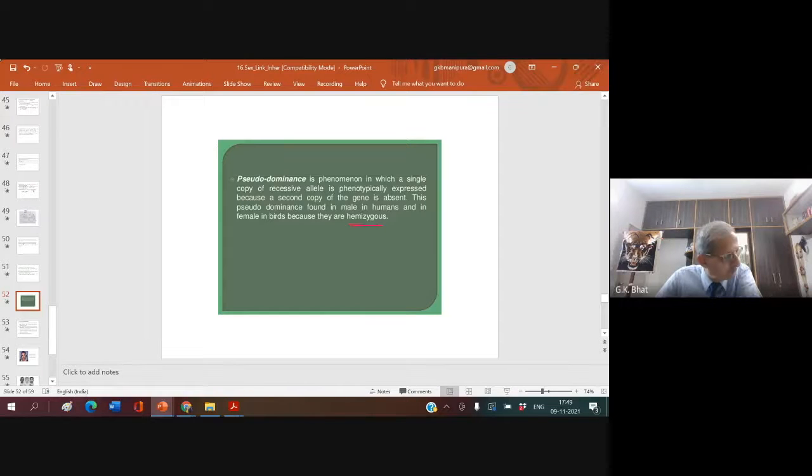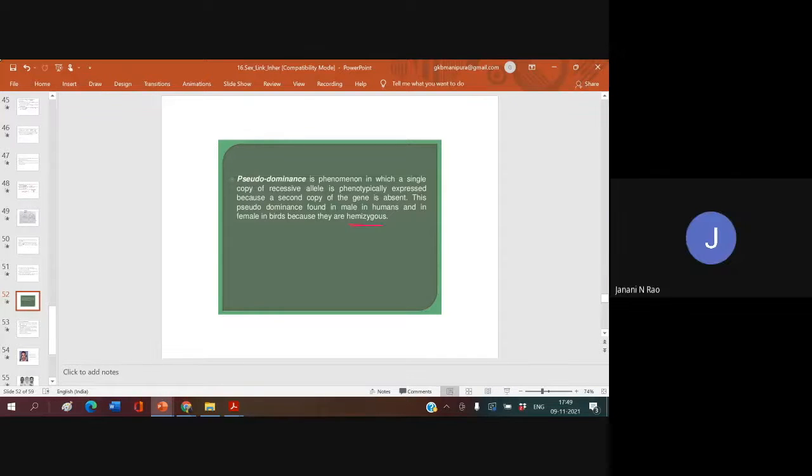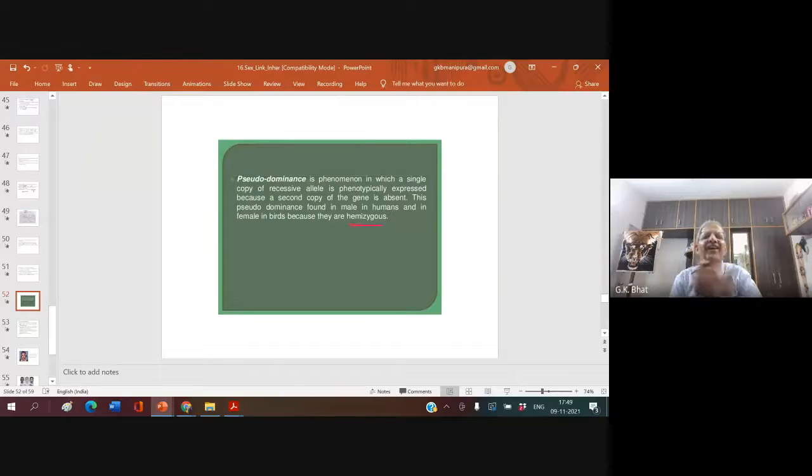Hemizygous. So here, pseudo-dominance is a phenomenon in which a single copy of a recessive allele is phenotypically expressed because a second copy of the gene is absent. Why? Because this allele is present on the X chromosome and not on the Y. This pseudo-dominance is found in males in humans and in females in birds because they are hemizygous. But in the case of human beings, don't bother about birds.